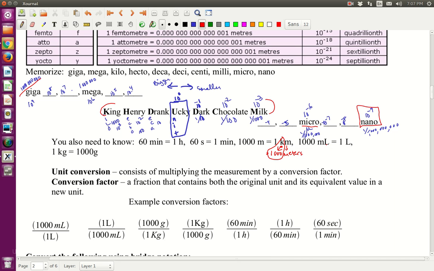Just like 1,000 milliliters would be 1 liter. Milli means 1/1,000th. So if I have 1,000 right here, times milli, which is 1 over 1,000, notice how it cancels out, and I get 1. So 1,000 milliliters equals 1 liter.